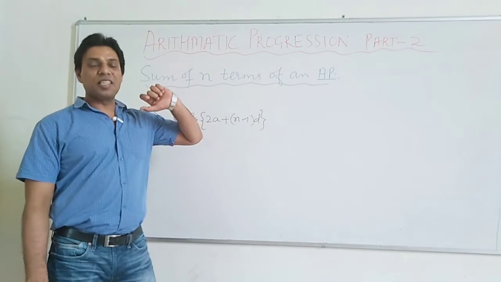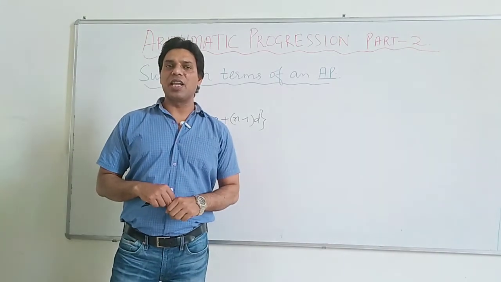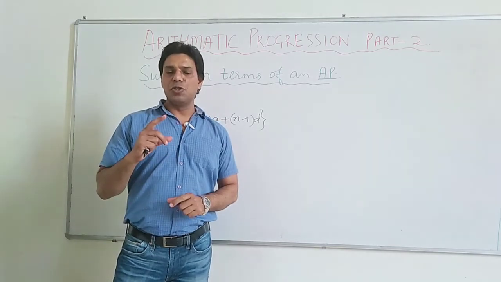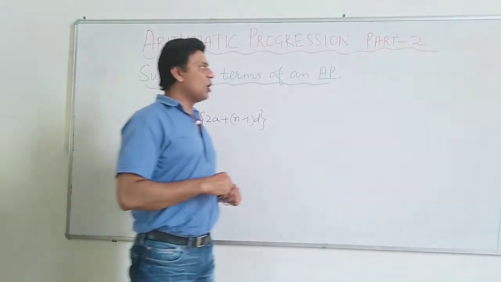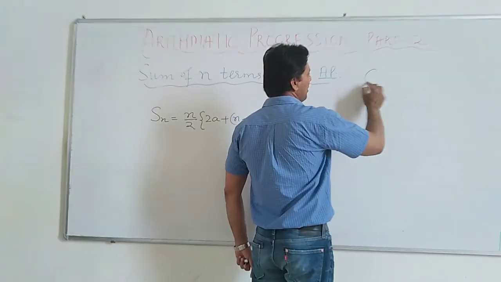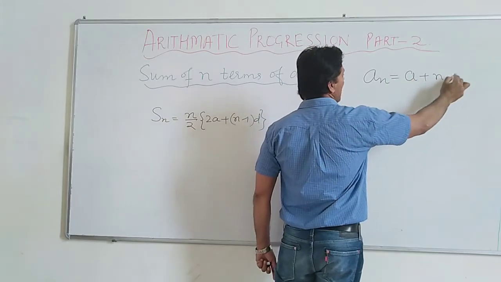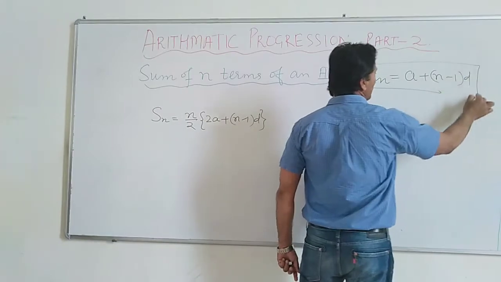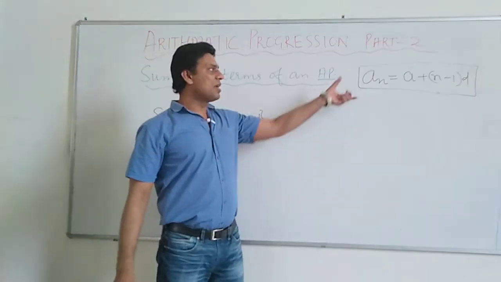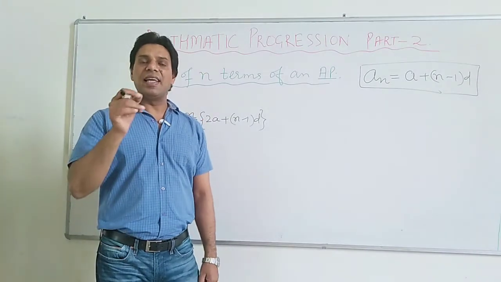I'm going to teach you arithmetic progression part 2. In the previous part of arithmetic progression, I taught you how to find the nth term of an AP, and the formula was an is equal to a plus n minus 1 into d, and we have done some questions on the basis of this formula. This is called the formula for the nth term.